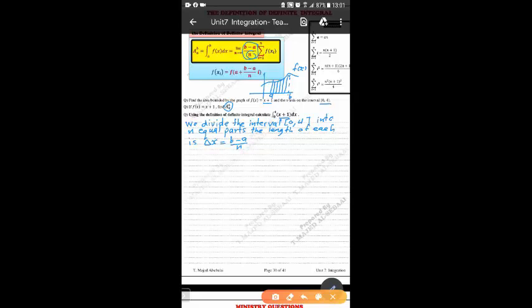Then they give you many options, let's say 3 over n, 4 over n, 2 over n, n. What will you choose? You will choose this. b in this question is 4 minus a, which is 0, over n. So the answer is going to be 4 over n. I expect that they will give you this type of question.